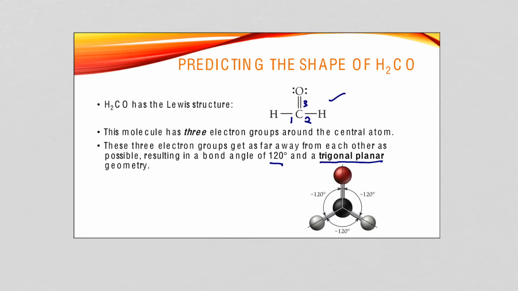They could be in the 360 degree sphere, but they're going to be in the same plane. So 3 electron groups, trigonal planar. Now, there are other options for 3 electron groups, and we'll talk about that in a second.